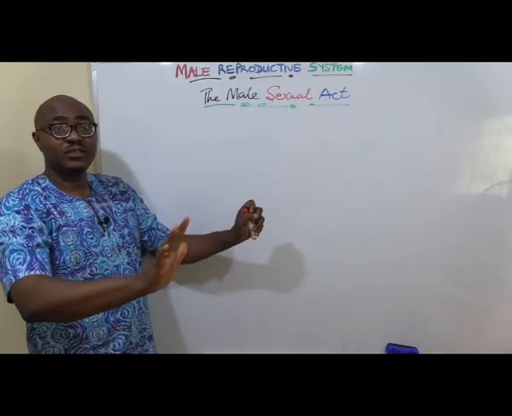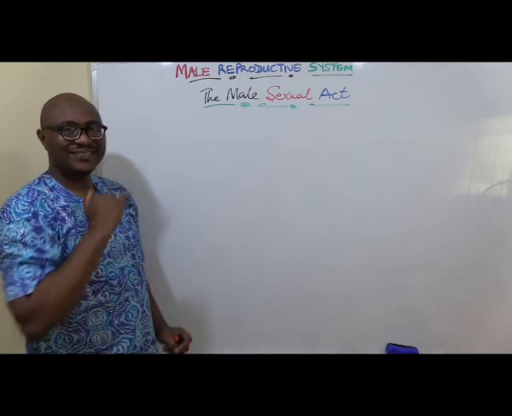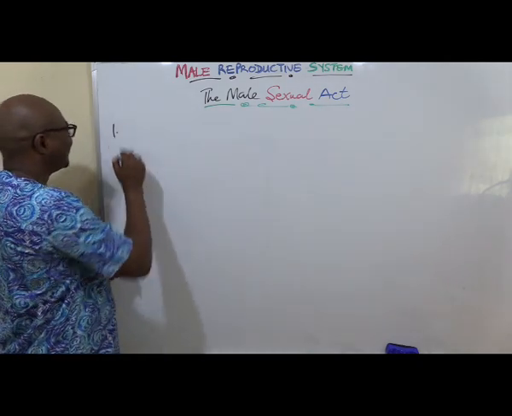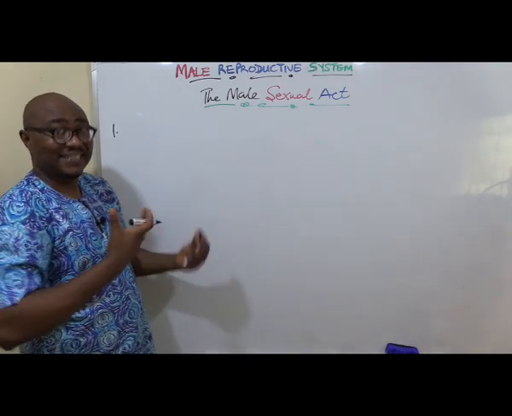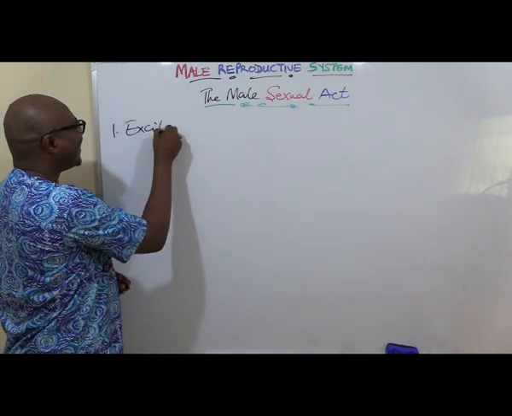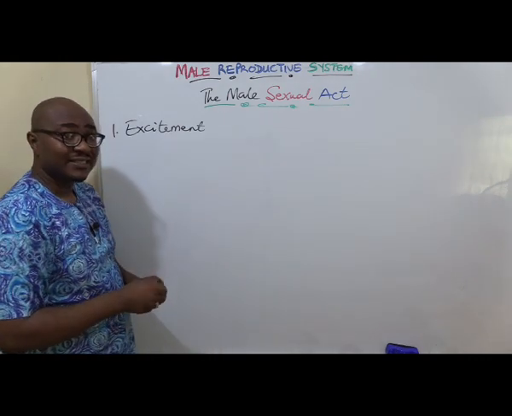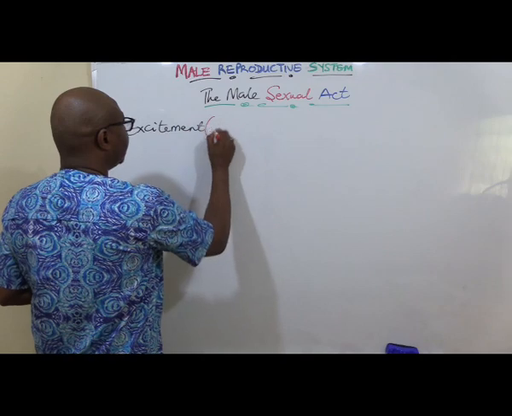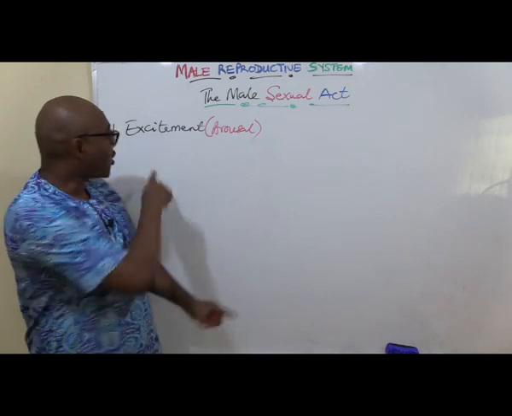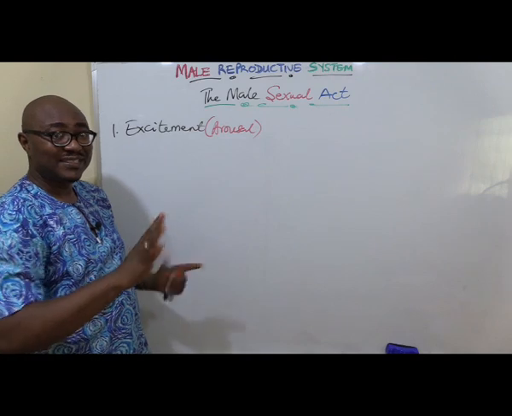It's very straightforward. You have just 4 stages of the male sexual act. Now, let's start. Number 1 is very easy because it's something that you can easily relate with. Number 1, you have the stage of excitement. It's also known as arousal. There are 2 different things that can cause this excitement and arousal. Number 1 is physical. Number 2 is psychic.